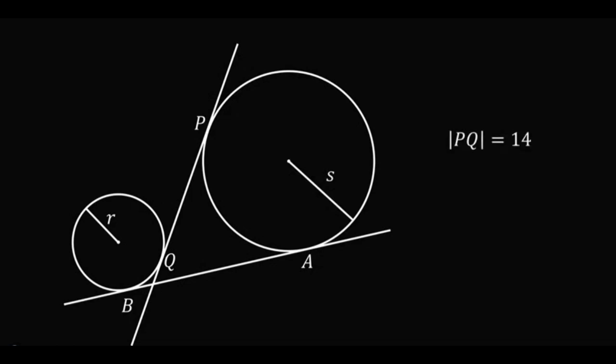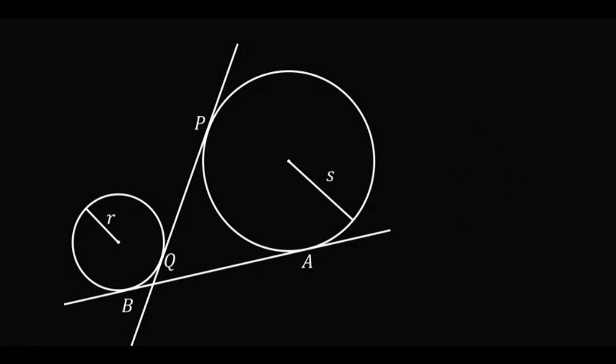Suppose that the length of PQ is equal to 14 units, and the length of AB is equal to 16 units. The question is, what is the product of the lengths of the radii? That is, what is r times s equal to? So how can we solve this problem? Let's go through it one line at a time.